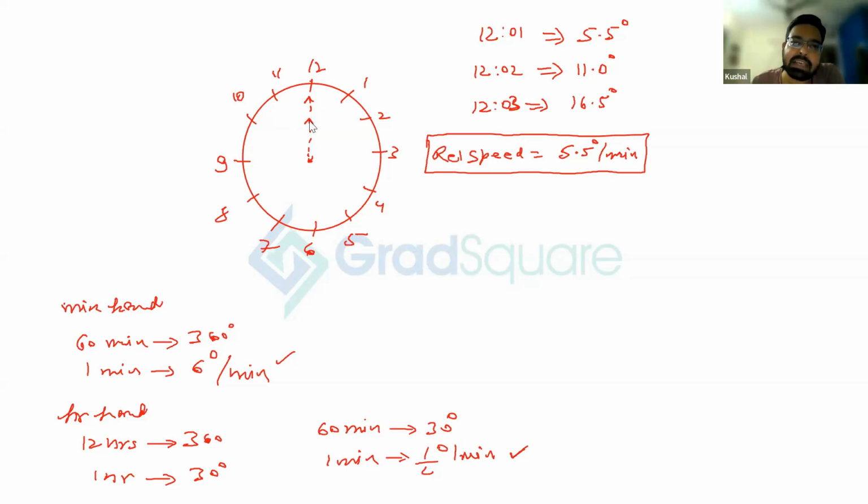Now understand, initially at 12 o'clock, the angle between the two of these hands, which is the hour hand and the minute hand, is 0, right? At the end of 1 minute, it will be 5.5 degrees. At the end of 2 minutes, it will be 11 degrees. At the end of 3 minutes, it will be 16.5 degrees. Now you should imagine the distance between the two of them increasing in terms of degrees. Okay, so 5.5 degrees, then 11 degrees, then 16.5 degrees.